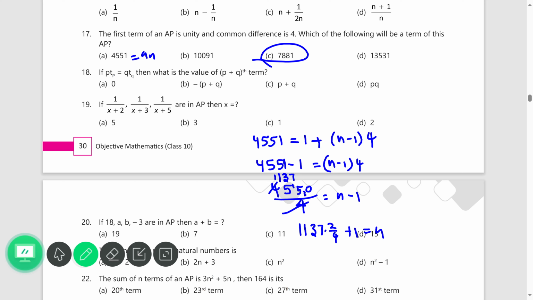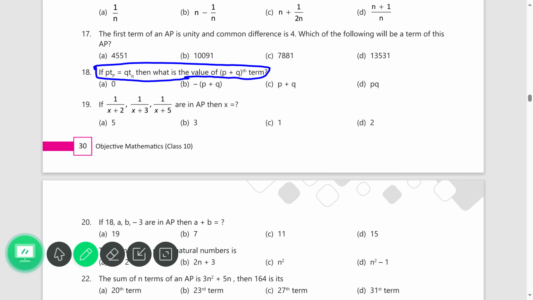Now, this is what I said. Do you remember? See what I said: m times the mth term is equal to n times the nth term, then find m plus n. Am I right? Instead of m and n, what have they given? P and Q. I told you, sometimes they will change the variable. So what is the answer for this?